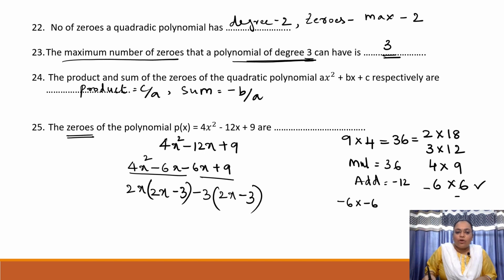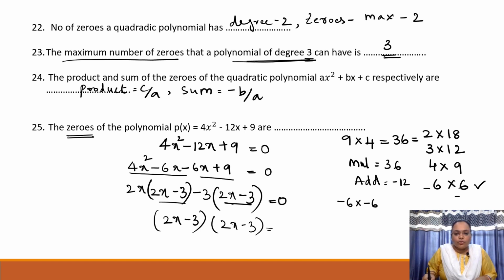Okay. So if you want to find the zeros of the polynomial, I will equate this to 0. So, taking 2x minus 3 common from these two terms, the remaining is 2x minus 3, equal to 0. So, x is equal to 3 by 2 and x is equal to 3 by 2. So, the zeros are 3 by 2 and 3 by 2.